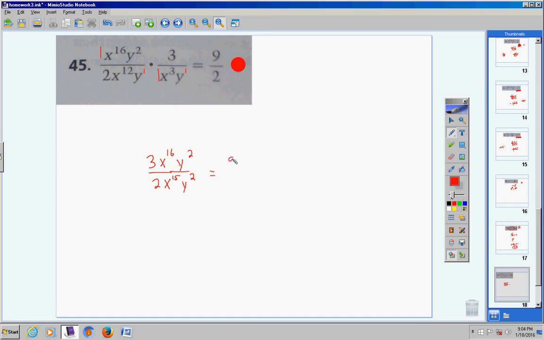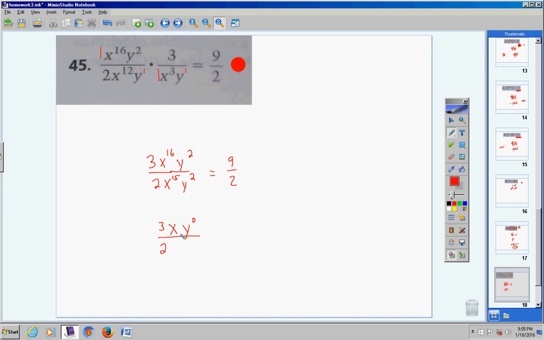All of that, of course, equals 9 halves. Now, let's simplify a little more. 3 over 2 cannot be reduced. Okay? However, look at your x's. X divided by x, when you're dividing like bases, you write the like base once up top. Subtract the exponents. X to the 1 is just x. Look at this. Y squared divided by y squared, dividing like bases, write your like base here. 2 minus 2 is 0. So we know that's going to be a 1.